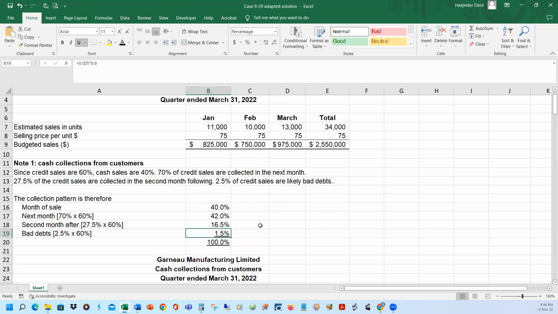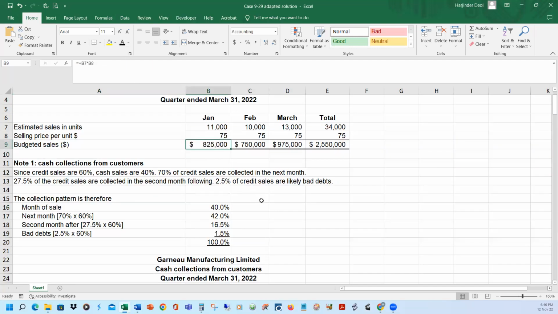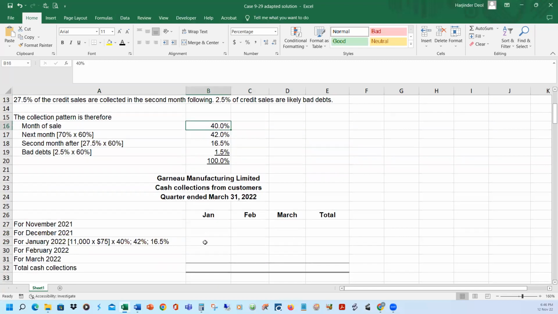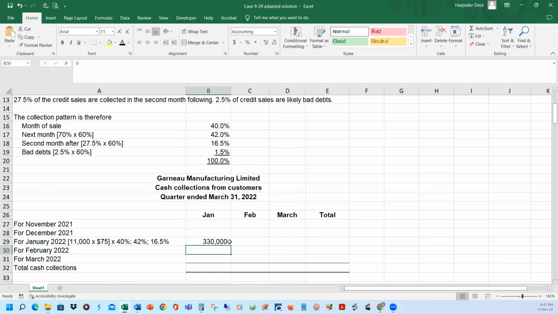So how does that work out for us? For January, if you think about the month of January, total sales in the month of January are going to be $825,000. Out of that, 40% will be collected in January itself. So 825,000 times 40%, in the month of January, we will collect 330,000. We'll collect that amount in January itself.